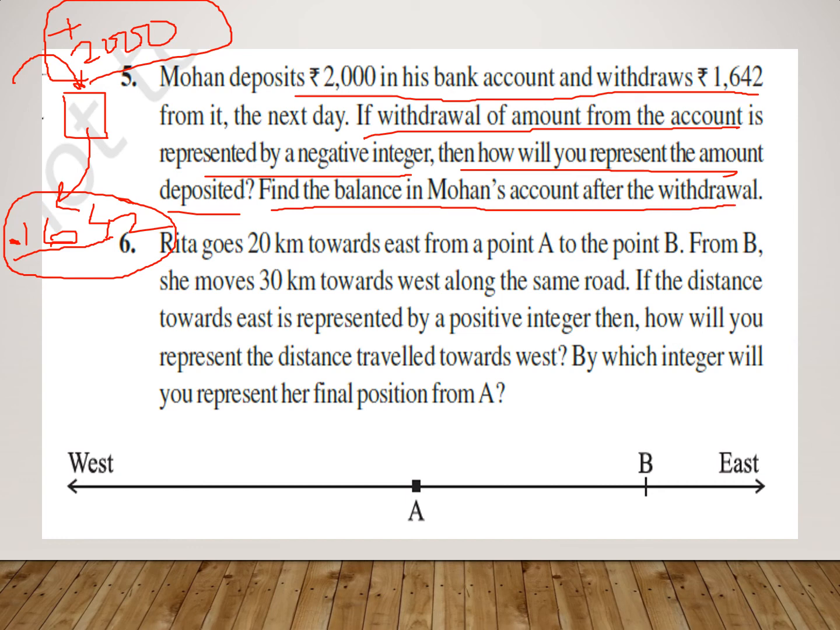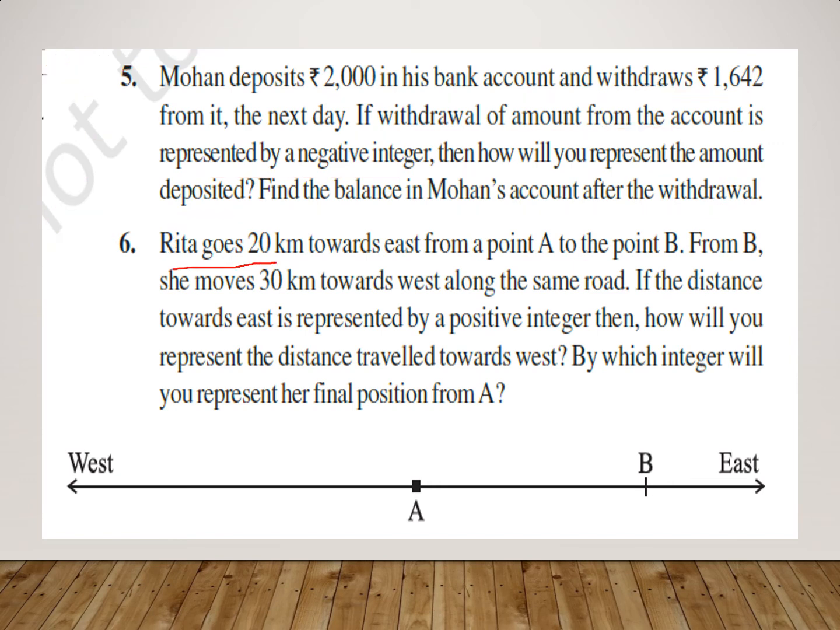Very simple. The first day when he deposited the money, he had a sum of how much? Rupees 2000. Next day he took out how much? 1642. So how will you find the balance? Very simple. You will subtract. You will do 2000 minus 1642. Whatever will be remaining will be your balance. Okay. Now see question number 6.